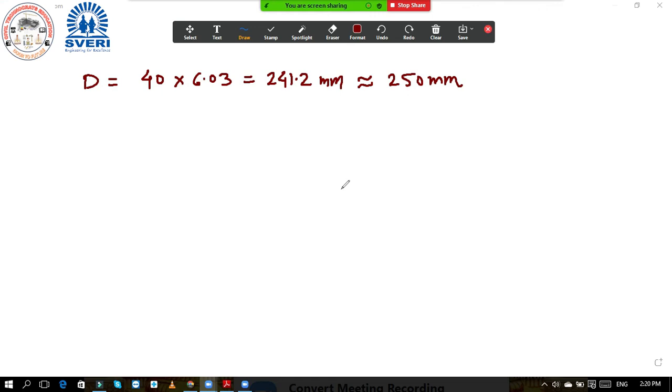Okay. So for the effective depth, we will first assume the clear cover. We will assume a clear cover of 15 mm, and we will assume the bar diameter for the staircase main steel bar diameter is 10 mm. Okay, bar diameter is 10 mm.